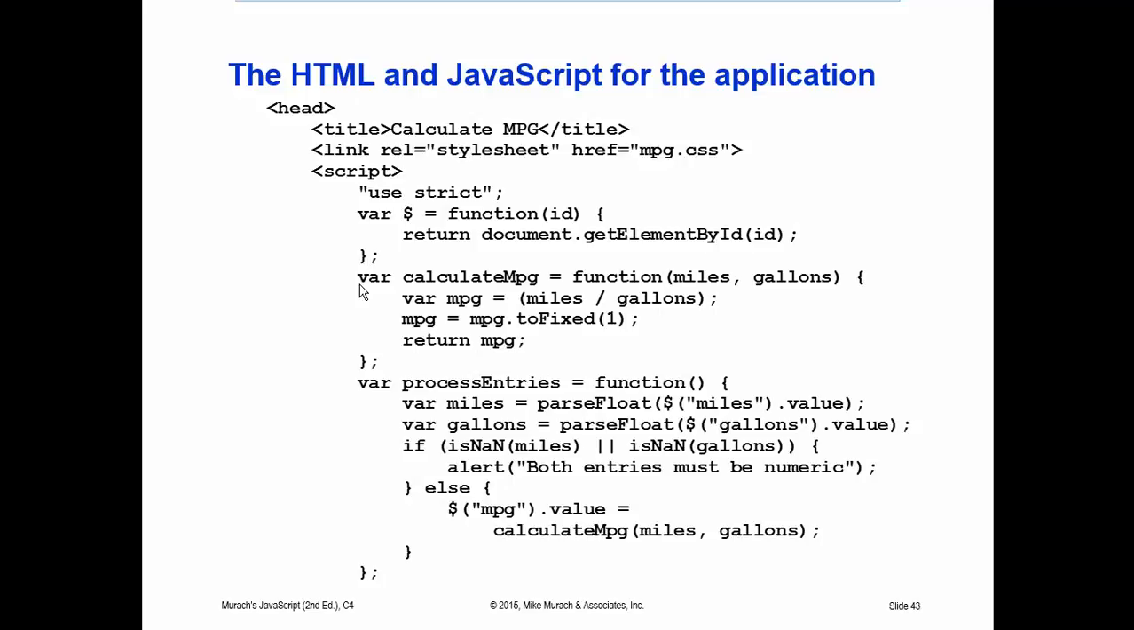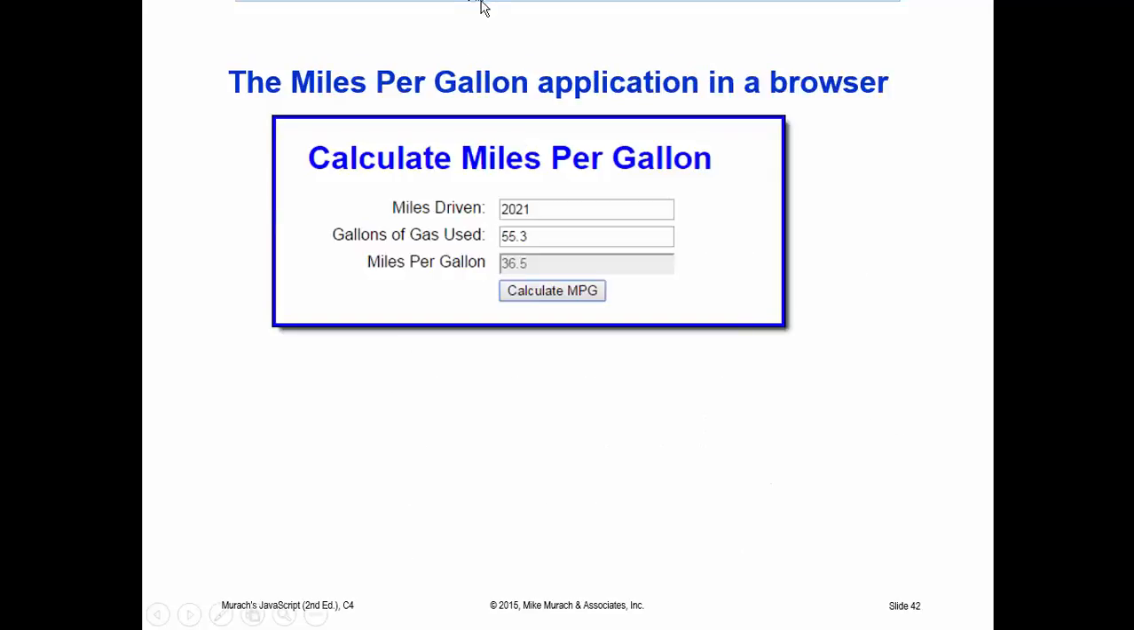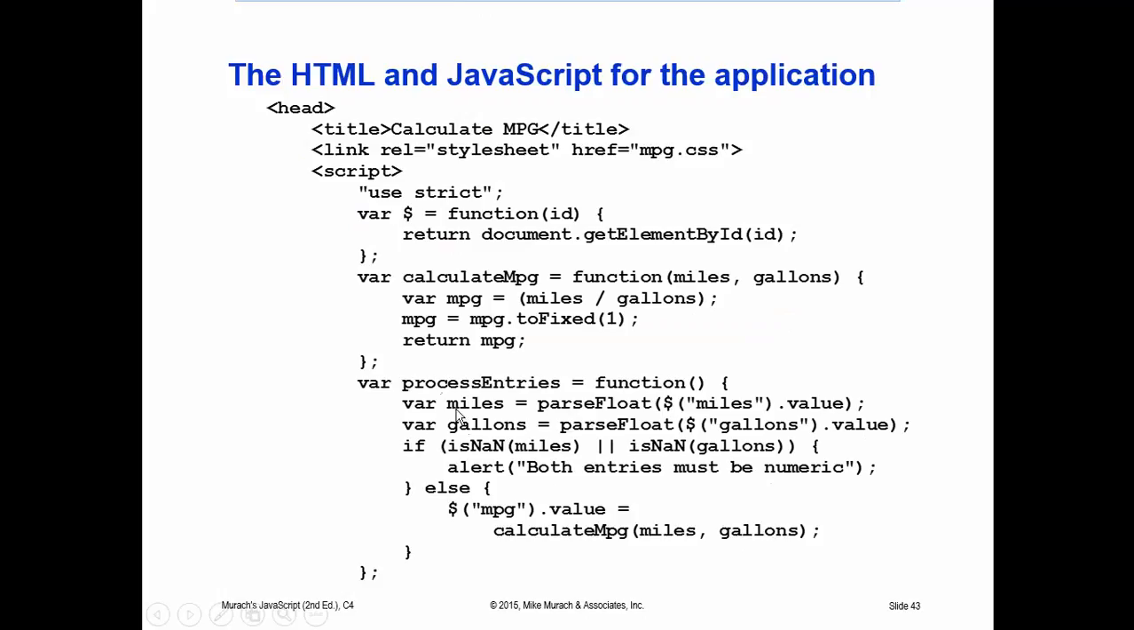All right, the process entries function does a parse float on miles, whatever value you put in there, does a parse float on gallons for whatever value you put in there. Then it says if miles is not a number or if gallons is not a number, you just put up an alert that says both entries must be numeric. Otherwise, notice what you say, MPG, which is the ID of this, is equal to the result of that function.